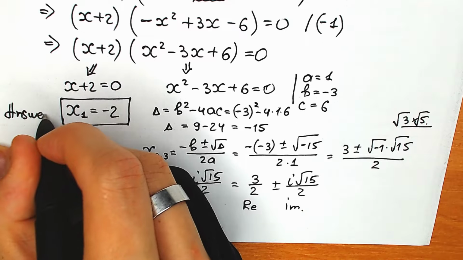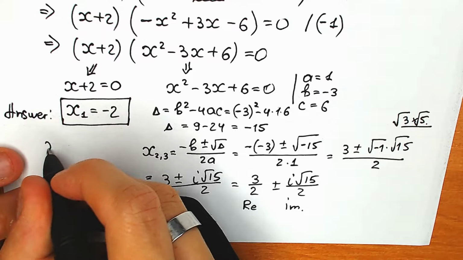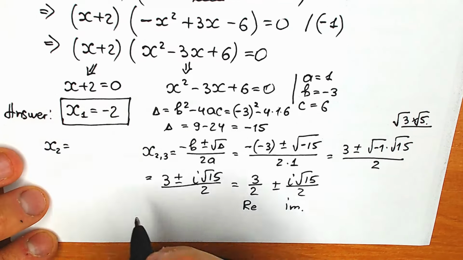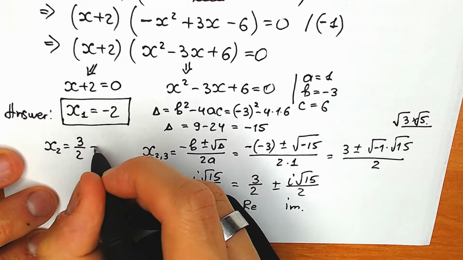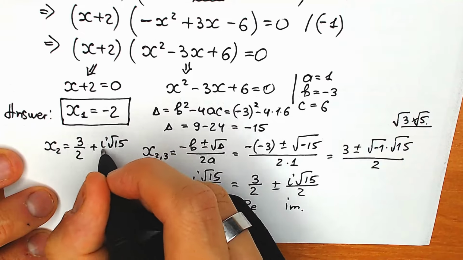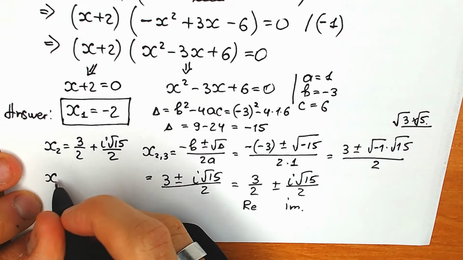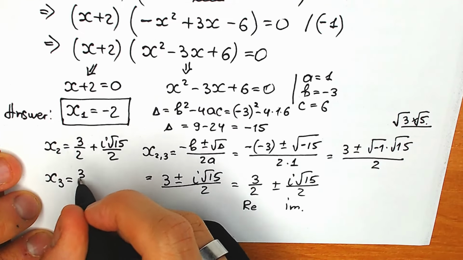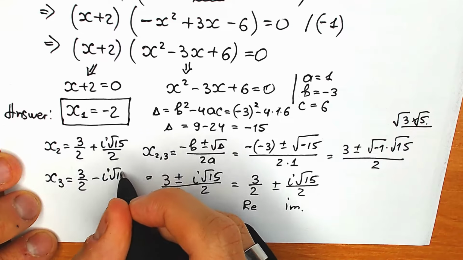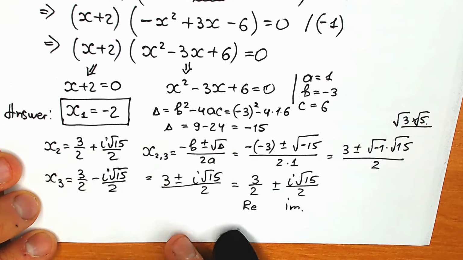So our answer, and let's write x second with the positive sign, for example, 3 halves plus i square root of 15 over 2, and of course x third equal to 3 halves minus i square root of 15 over 2.